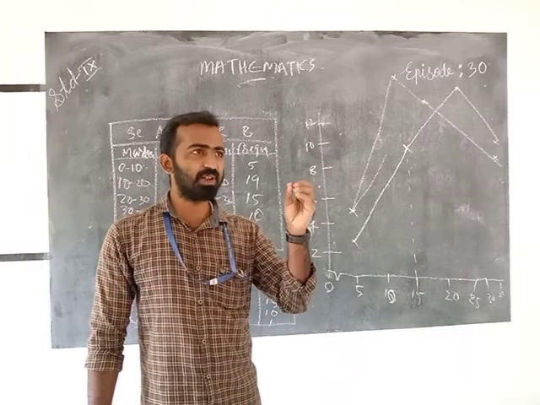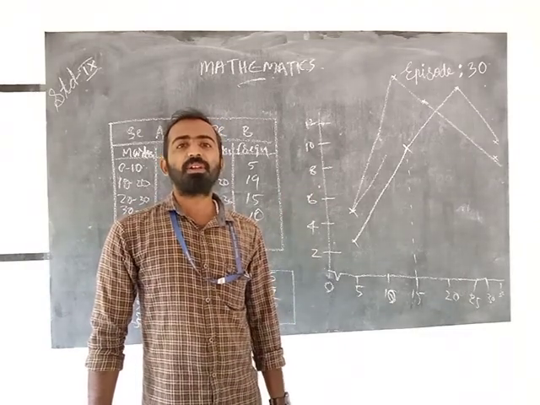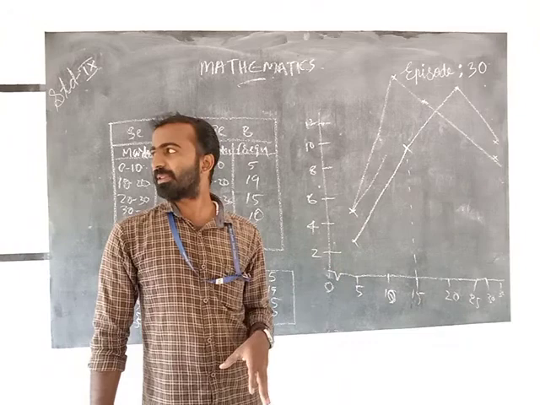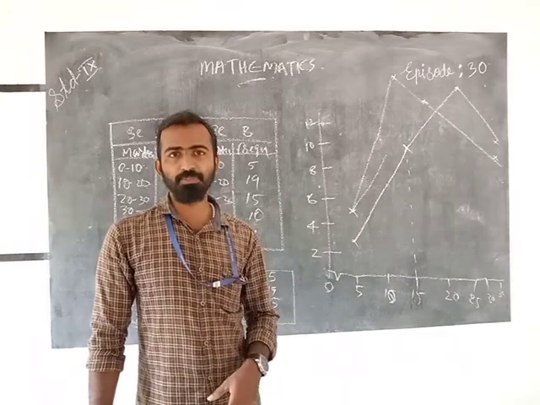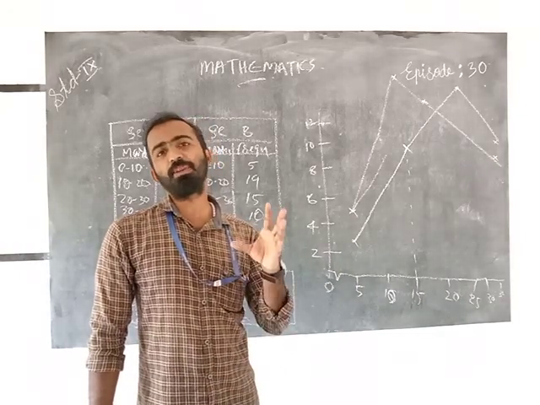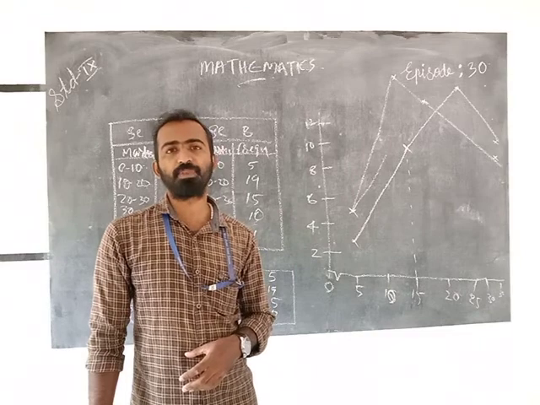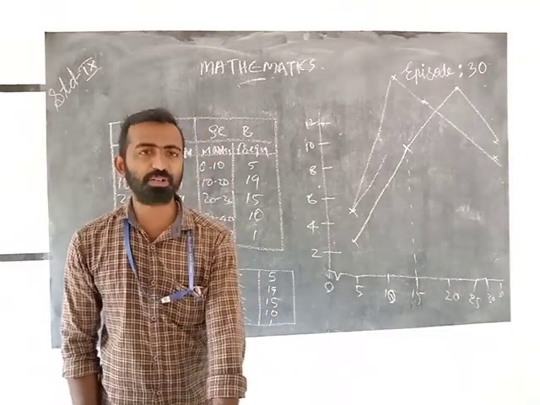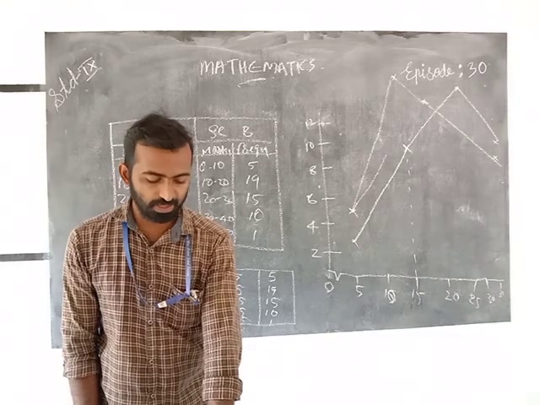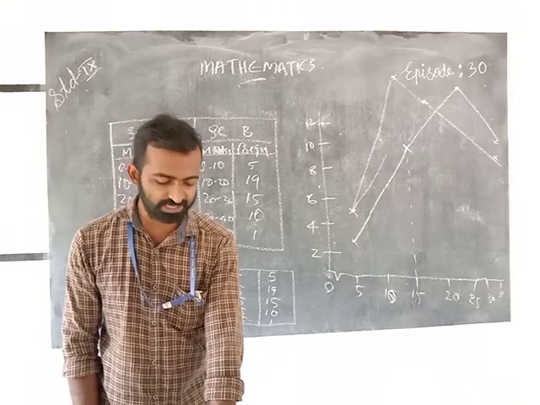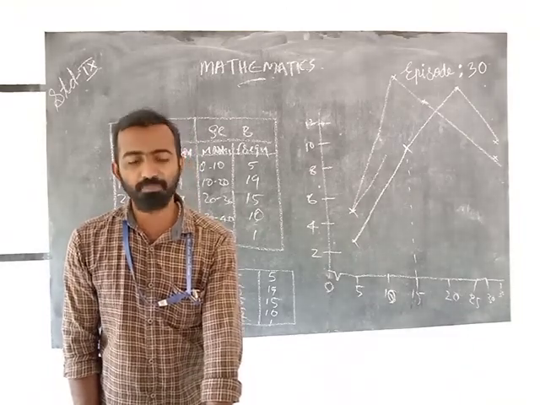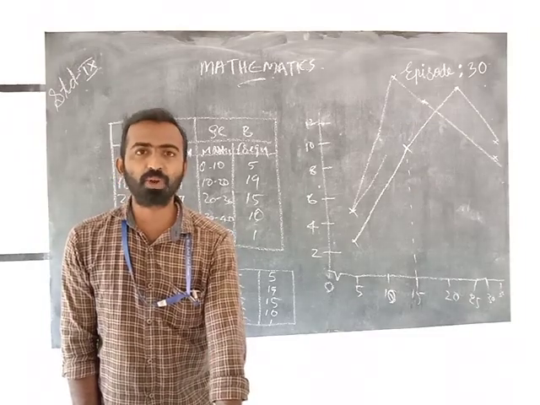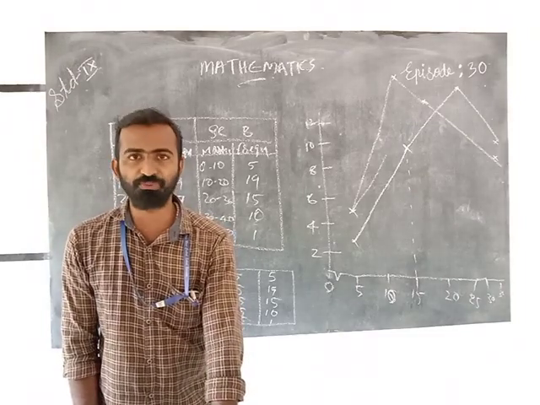If the lower limit and upper limit of the class intervals are not the same, then first we make them the same. For example, in your question number 7, the class intervals are 1 to 6, 7 to 12, then we make them 0.5 to 6.5.